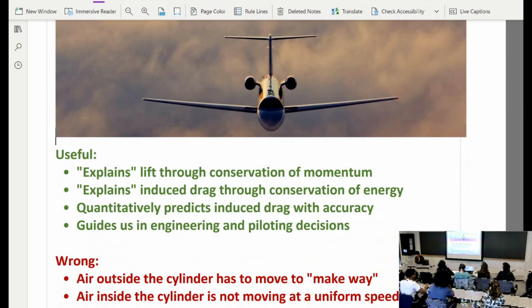Again, this is useful in terms of predicting the induced drag, this formula, right? Remember, it scales with the lift squared and inversely with the square of the span. It actually helps us in making engineering and piloting decisions, right? For example, if you want an efficient airplane, make the span large. And we're going to see, if you want to make the induced drag large, you also make the lift large.